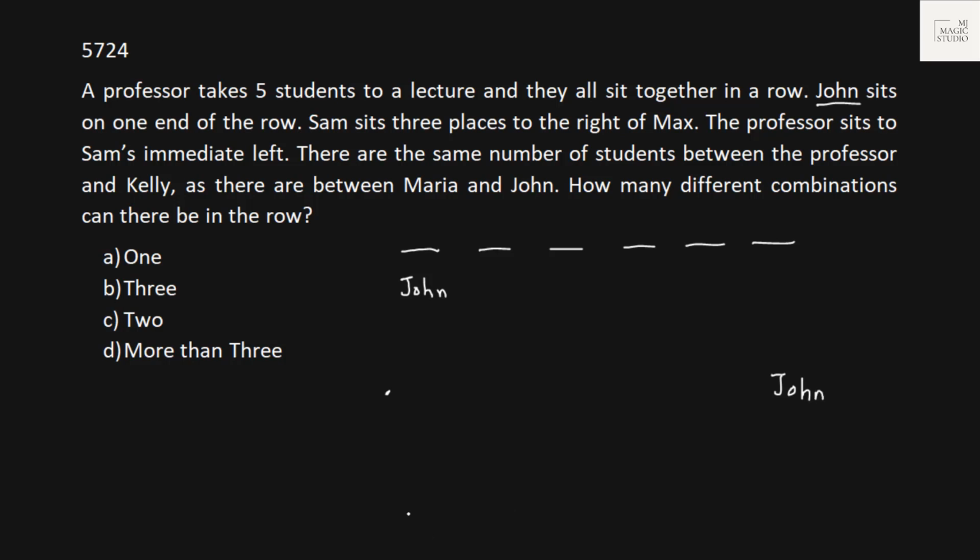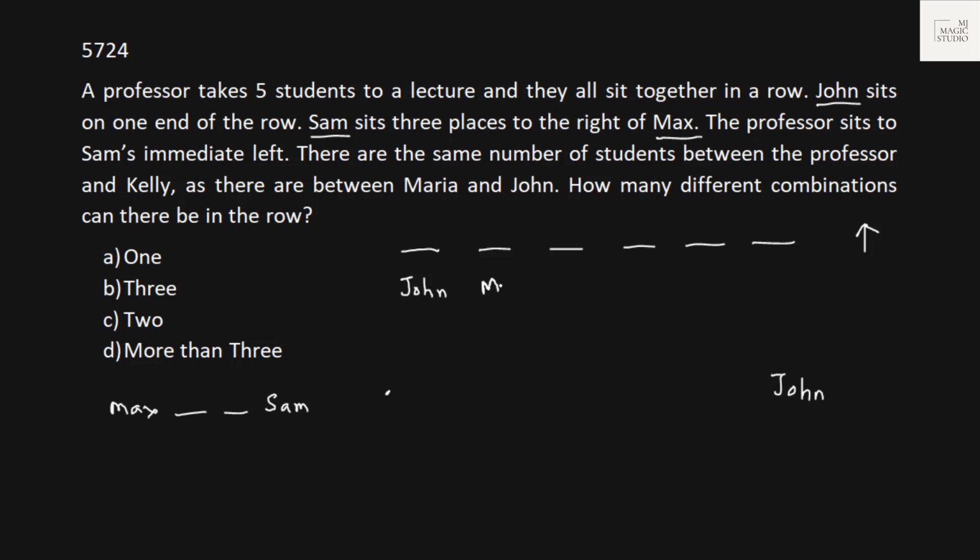We don't know which end. Let's say they are all facing towards north. Sam sits 3 places to the right of Max. So it should be Max, right, 1, 2, sits 3 places. It should be Sam. So these two are like 4 of them.